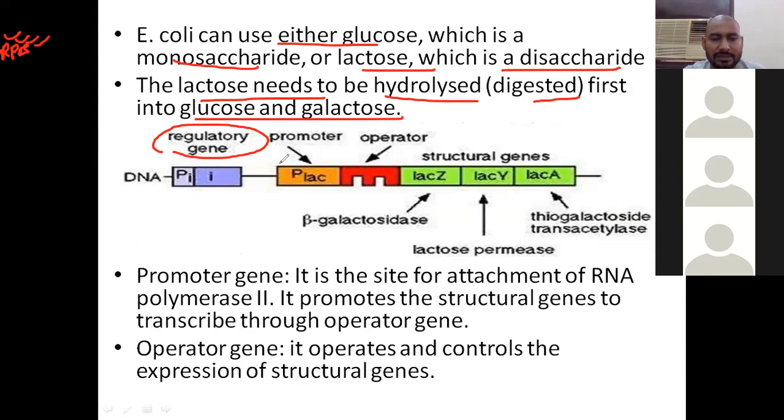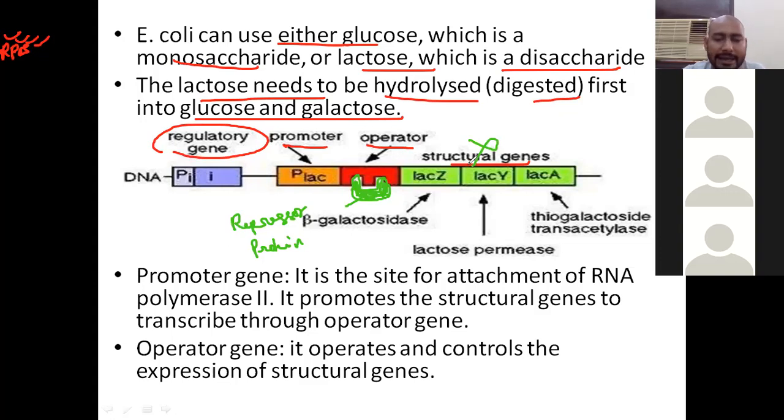RPOS: regulatory, promoter, operator, structural. At the operator, one protein binds, which is known as the repressor protein. Clear? This is called the repressor protein. Now the repressor protein is present here, and when it binds with the operator, the function of the structural gene is stopped.